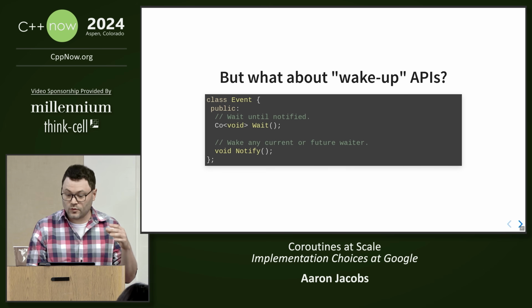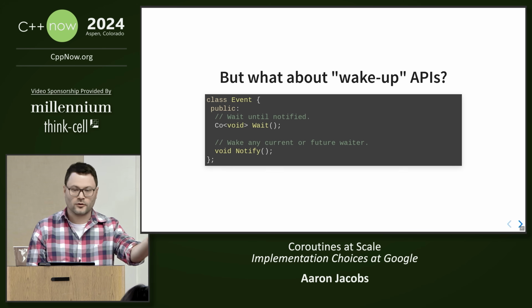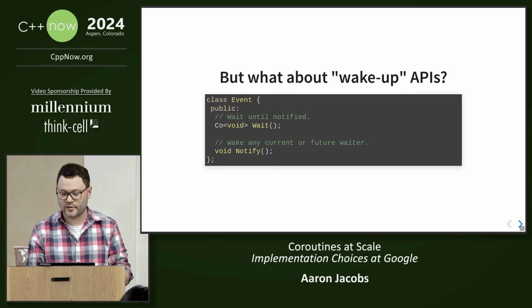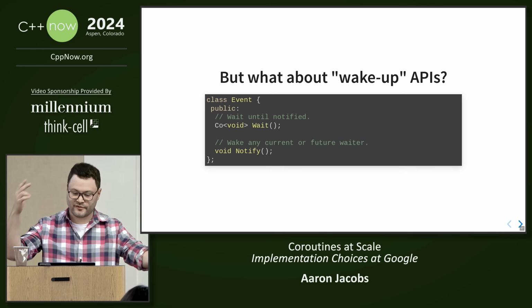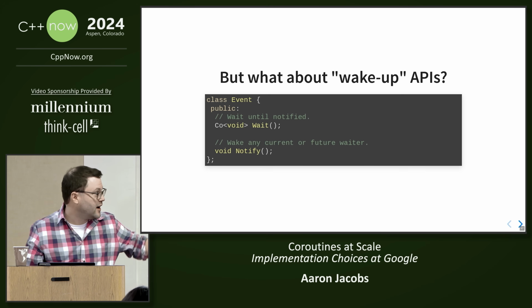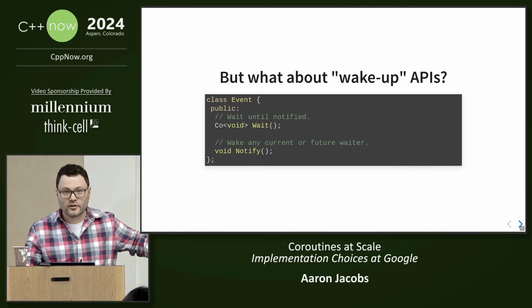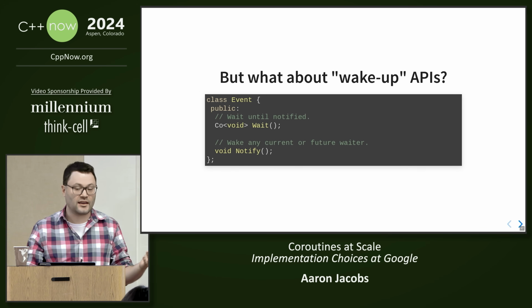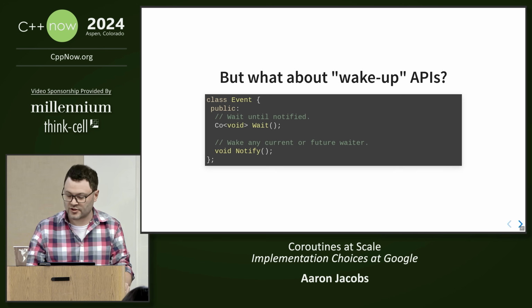Okay, so that works out really nicely when there's a traditional caller and callee relationship between the two coroutines. They can just hand off control back and forth. But what about when there's a less direct relationship between them? Take an event API like this. It lets one coroutine go to sleep and another wake it later when it decides the first should run again, when some application-specific condition is met.